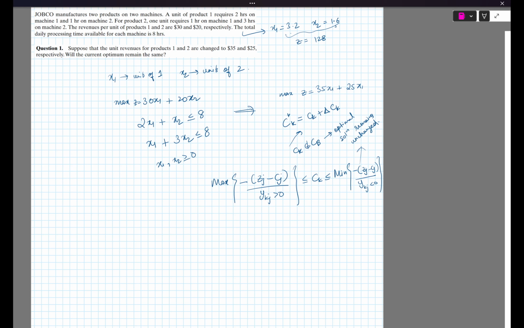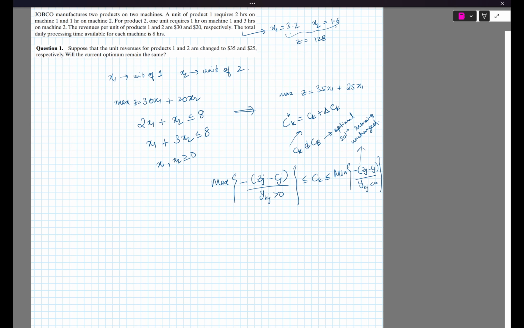How can we check this? I don't know. We have to take the values. This is something which is new for me.